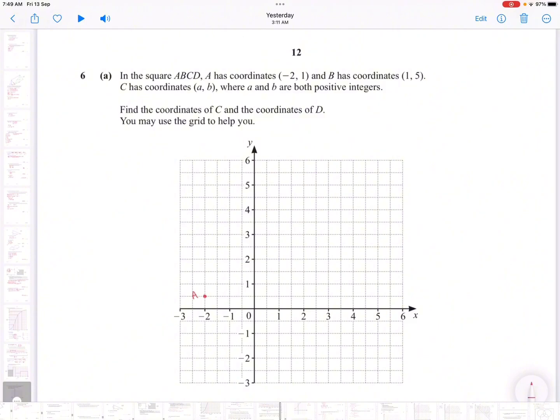So let's mark the coordinates of A on the grid, that is (-2, 1), and then mark the coordinates of B (1, 5).